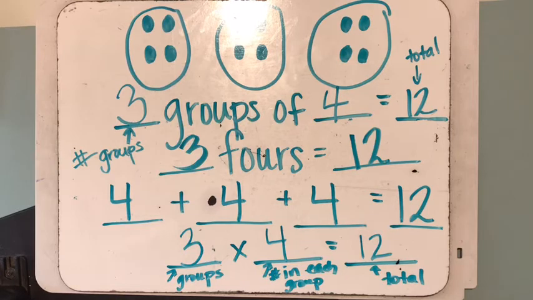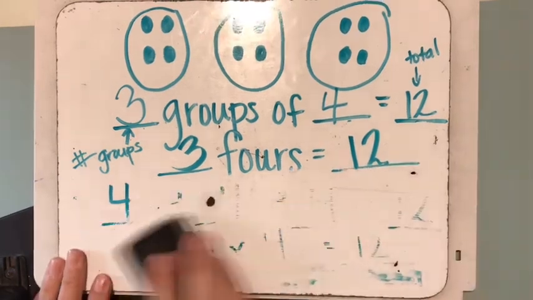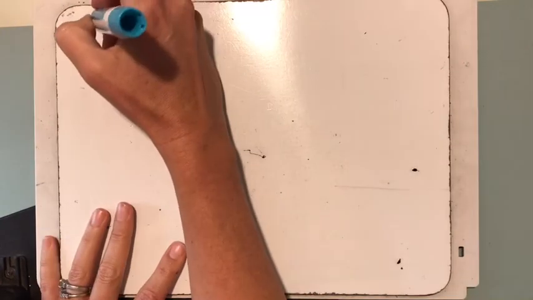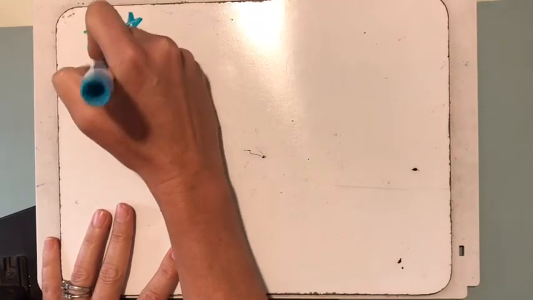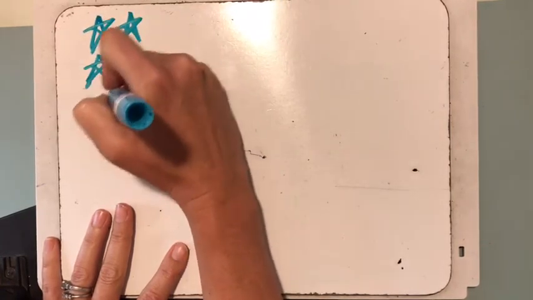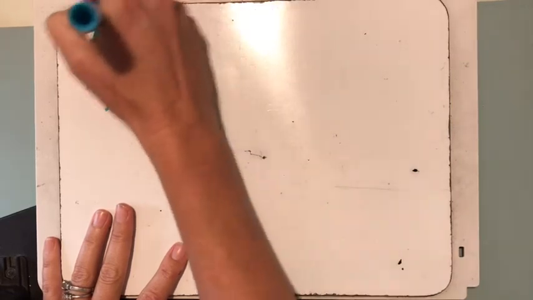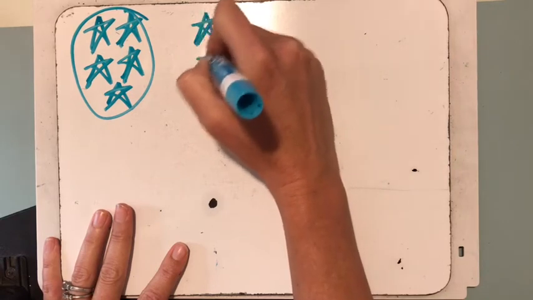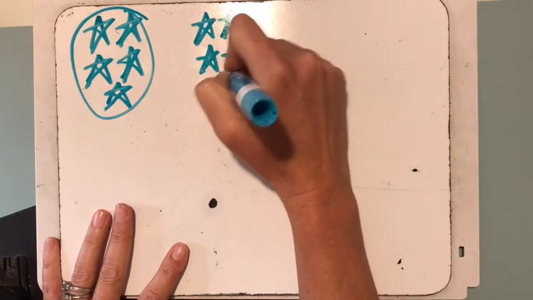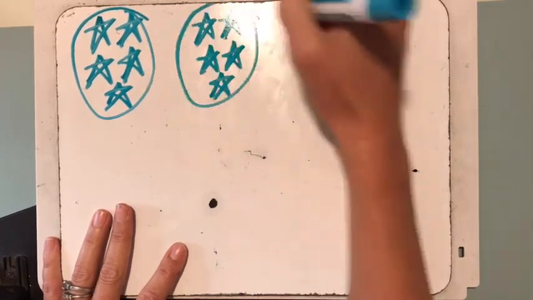All right, let me, oh, my eraser, there it is. Okay, I'm going to give you another one. Practice, practice, right? Okay, this time I'm going to use stars. You don't have to draw the pictures if you don't want to, but if you want to, that's fine. There's one group. I'm not going to count the groups this time. I'm going to have you guys do that on your own.